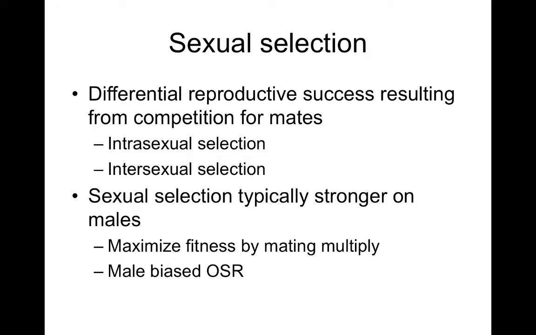This differential reproductive success can result in competition for mates, where males, if they're limited by the number of females with which they can mate, ultimately will compete with each other. So this creates both intrasexual and intersexual selection. And in general, this is selection on males to maximize fitness by mating with multiple females, and can lead to male-biased offspring sex ratios.